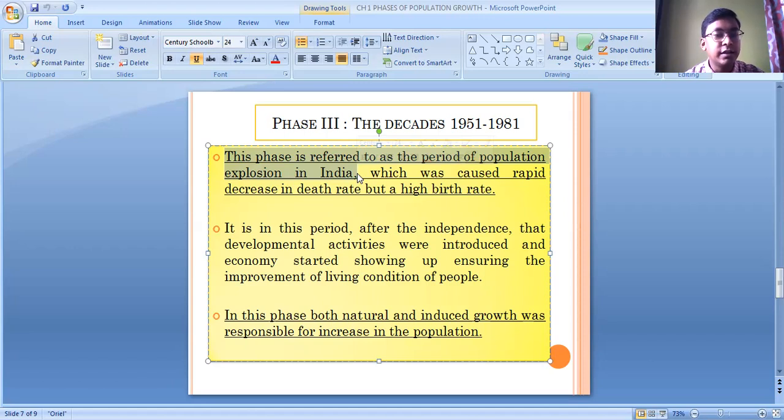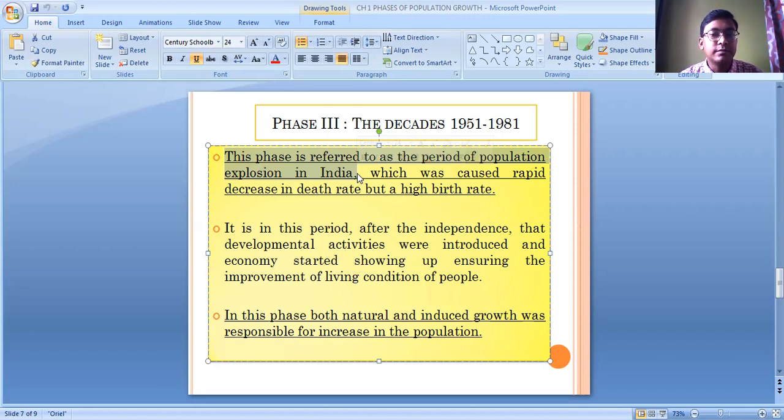Okay, in the second phase only the birth rate was declining, but during the third phase there was more improvement in the health facilities. As a result, the birth rate started declining more rapidly, and the people started becoming advanced, becoming educated.